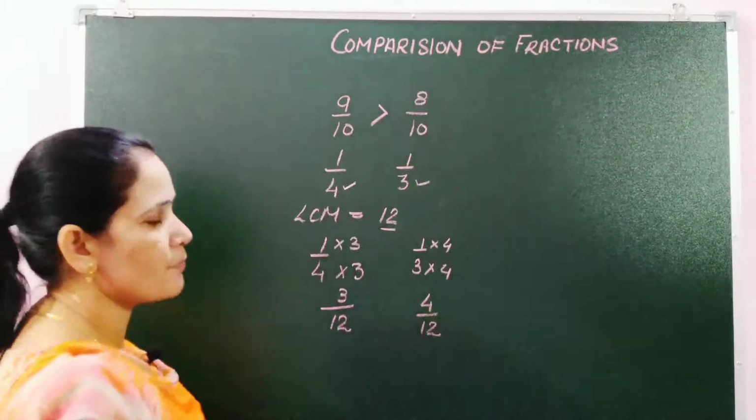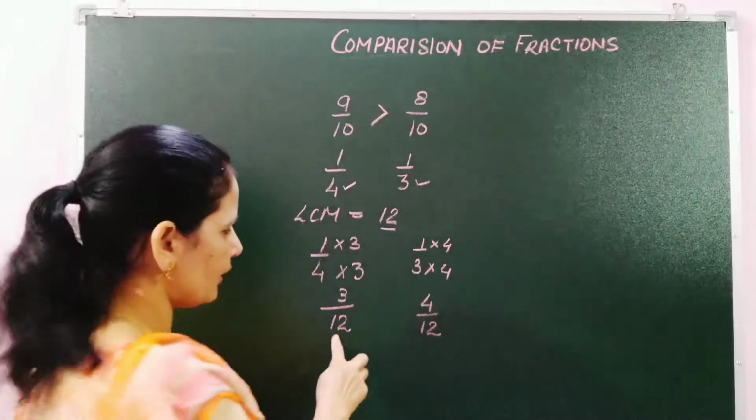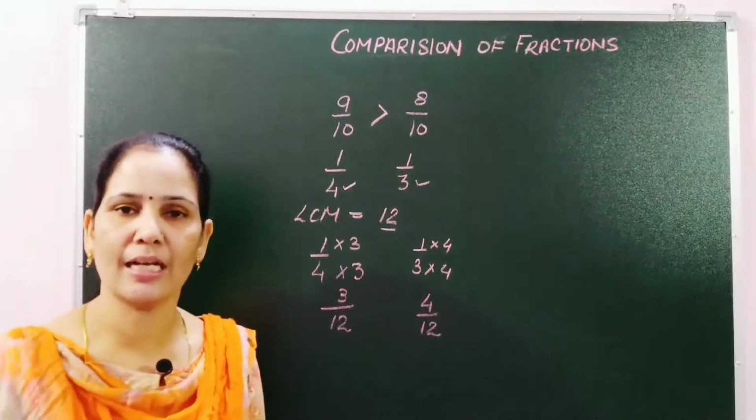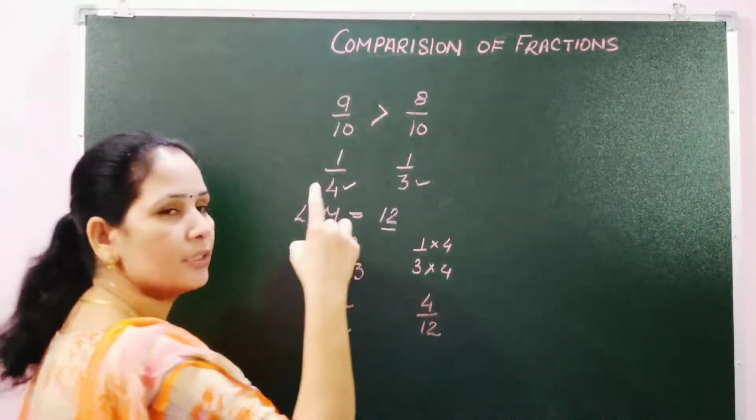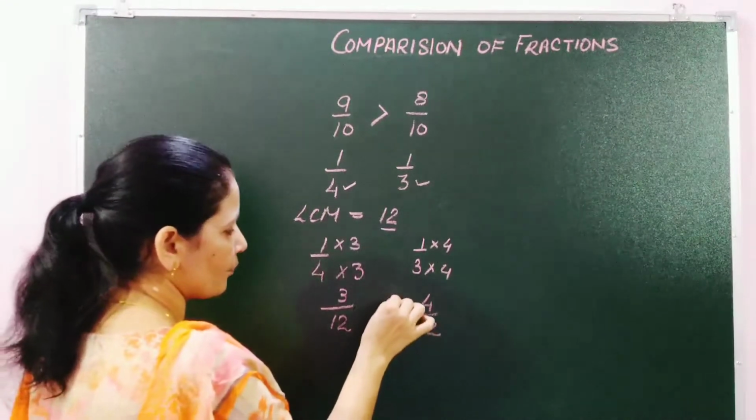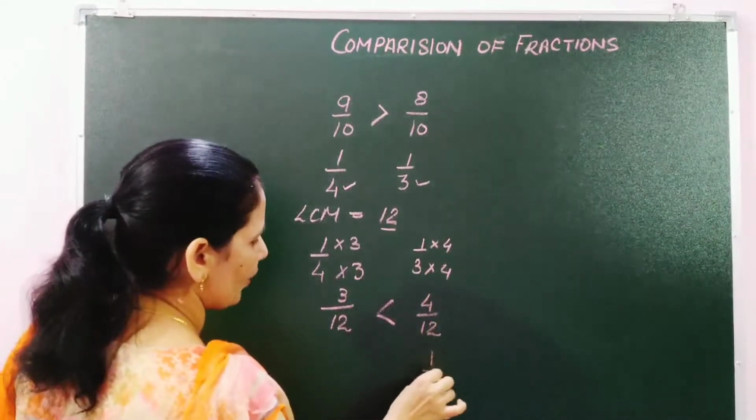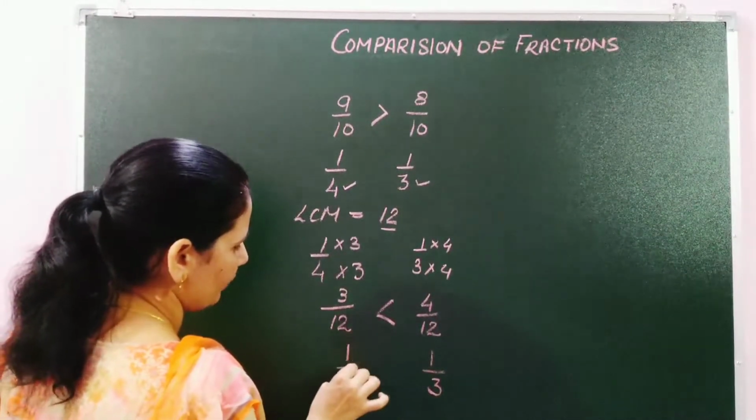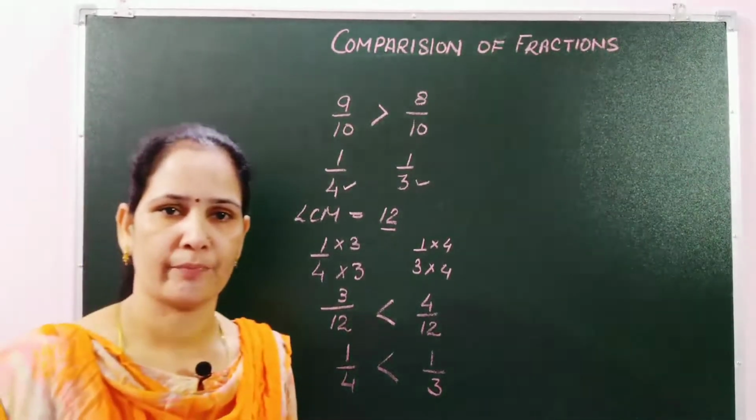Now students, we observe both denominators are the same. Both denominators are the same, that means the fractions are like fractions. And whenever the fractions are like, then compare their numerators. So 4 by 12 is bigger, and the real value of 4 by 12 is 1 by 3, and here it is 1 by 4. So which fraction is bigger? 1 by 3. Understood this one?